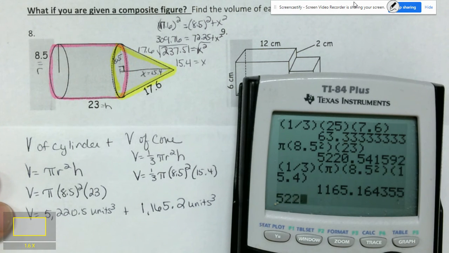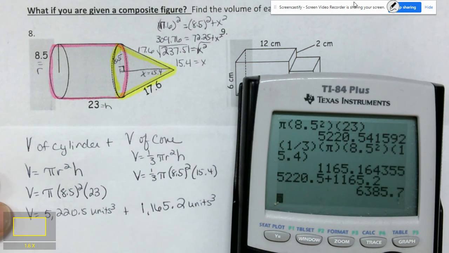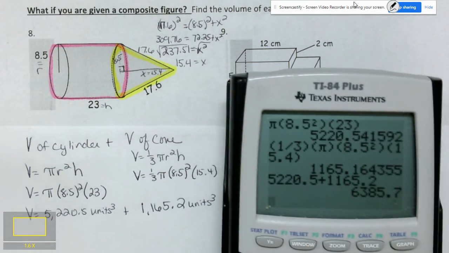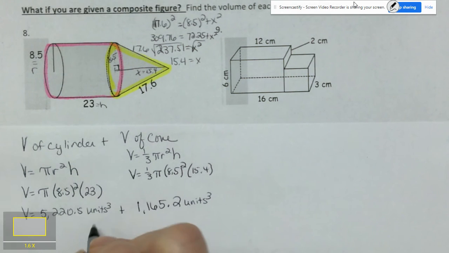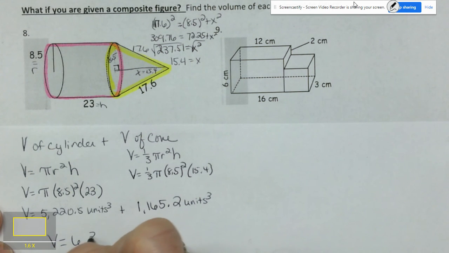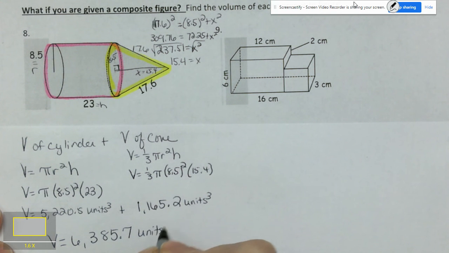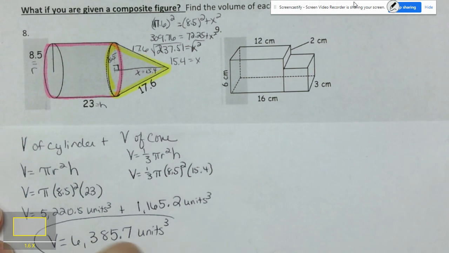Now we're going to add those two together. 5,220.5 plus 1,165.2 gives us 6,385.7. So our volume is 6,385.7 units cubed.